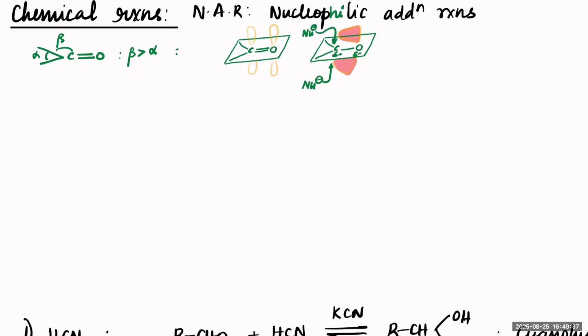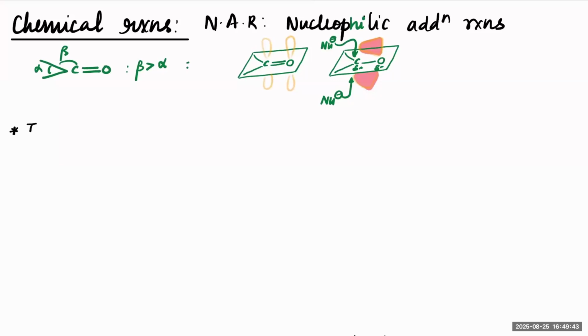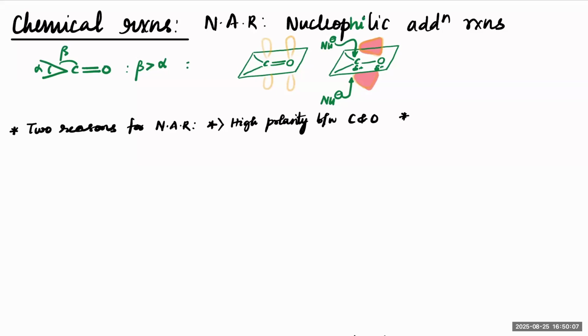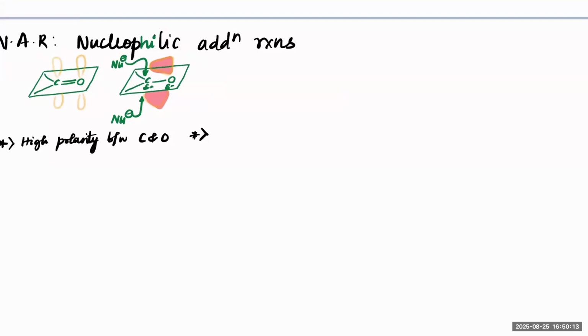So there are two reasons for the reactivity toward nucleophiles. Let me write down the two reasons for nucleophilic addition reaction. The first reason is high polarity between carbon and oxygen. Now, the second thing, this is about high polarity. What is the second part? The second part is, you know, least, what do you say, planarity.